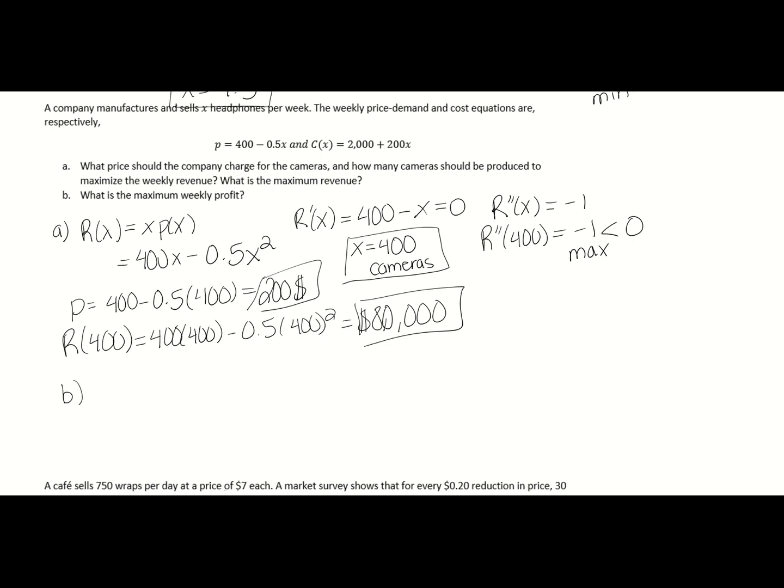What is the maximum weekly profit? Okay, so now we're trying to maximize profit. So we don't have the profit function, but we can easily find it because we know that profit is revenue minus cost, which I have both of.